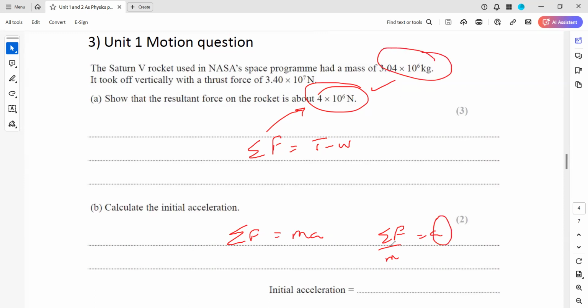But usually for rockets the acceleration is not constant, even though the resultant force is constant. Why? Because the mass of the rocket will decrease as the rocket burns the fuel. So when the mass of the rocket decreases, its acceleration will increase. Is this one clear?